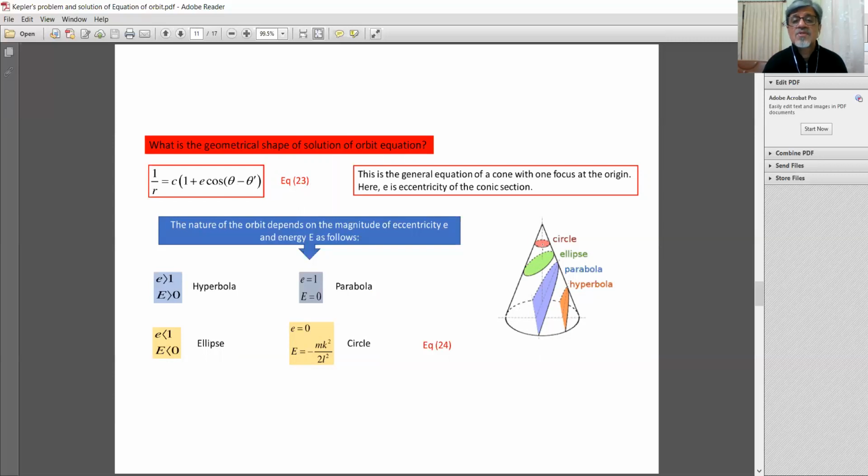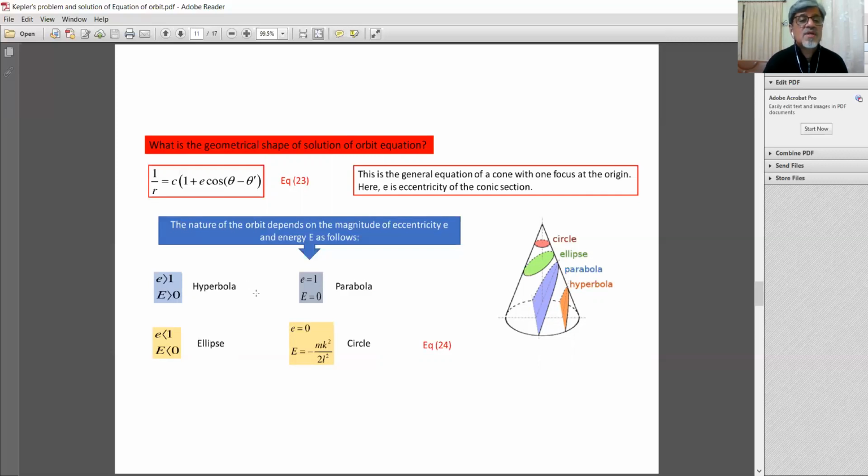If you take a section of the cone like this, then it gives a circle. If you take a cross section of the cone slightly inclined, then it gives an ellipse. If you take a conic section like this, it gives a parabola. And if you take a conic section like this, then it gives a hyperbola. So the nature of orbit depends on the magnitude of eccentricity e and energy E as follows. Both are very important. One is a small e, another is a capital E. Capital E represents energy, small e represents the eccentricity.